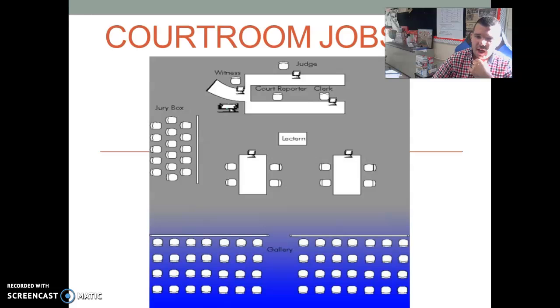This is kind of the courtroom jobs that we'll talk more about tomorrow in class. You kind of see this, you have your judge in the middle, you have your court reporter, clerk, you have your witness stand right here, jury box, and then you have your gallery back here, and you have your prosecution and defense right in there. So that's typically how a typical courtroom is set up.